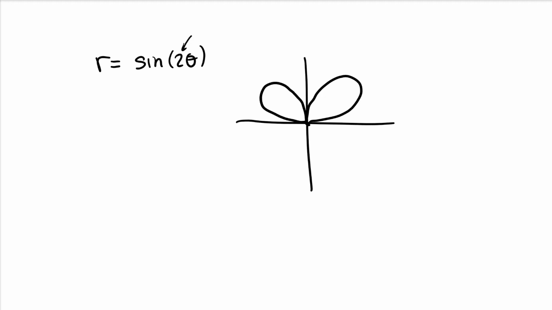Got little petals on it. Of course, I can't draw, but it would all be symmetric, and that's what those look like. If this was a 4 in there, there'd be 8 petals. If there was, well, whatever. So let's go to Desmos and just take a look at a few of these.